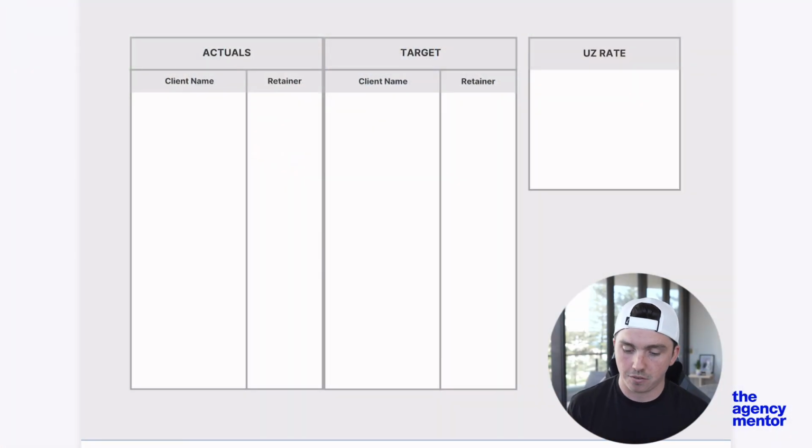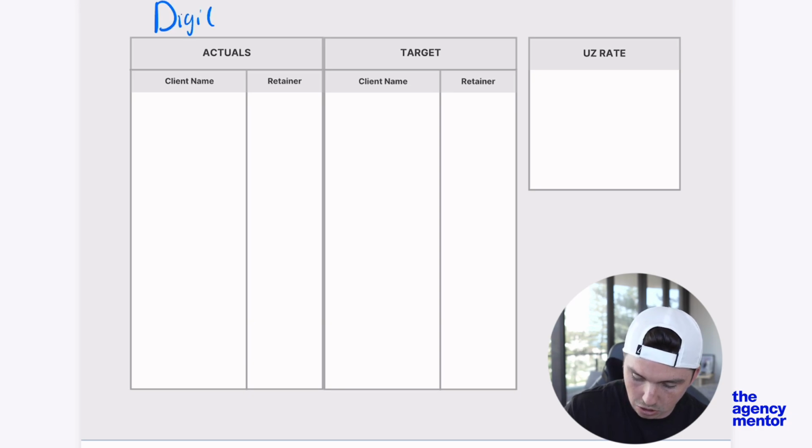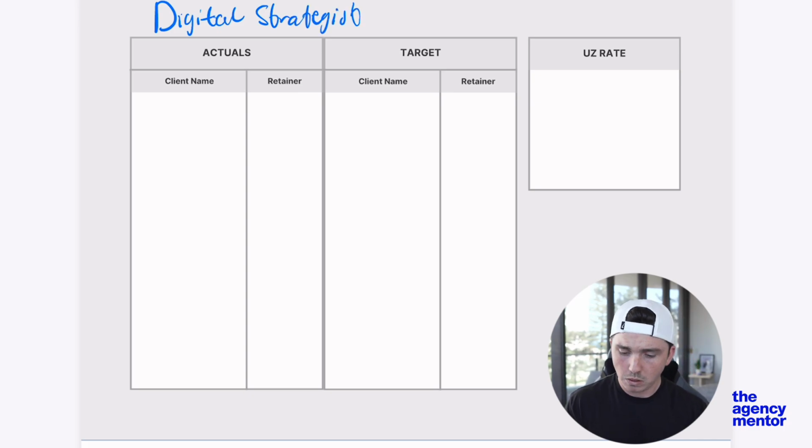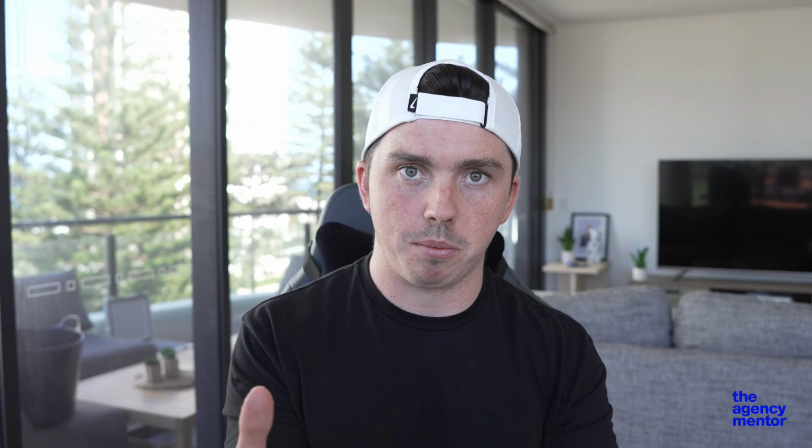So what we look to do in the most simplistic form is hire, back in the day, a digital strategist. A digital strategist would be somebody in our agency that would manage someone's Meta and Google ads, and they would also correspond with the client.